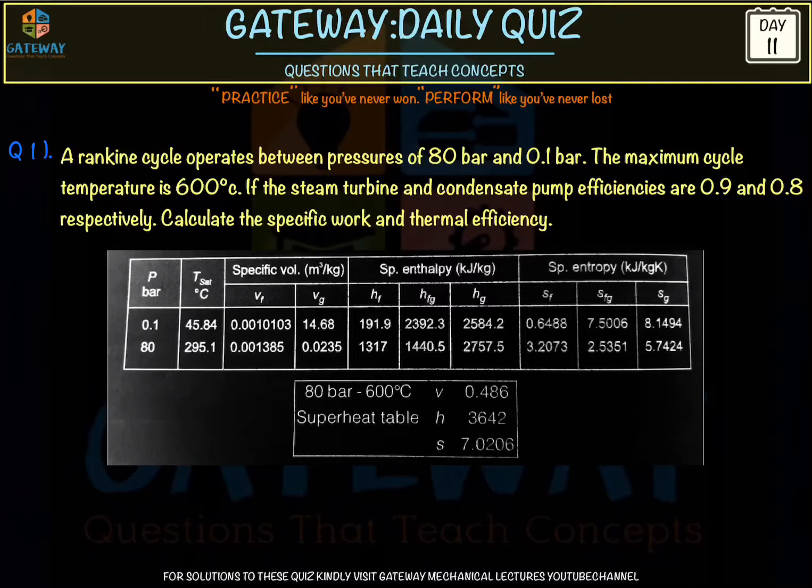We'll be taking some few basic questions from the power plant engineering, and this year for GATE 2021, steam turbines and gas turbines are also added to our syllabus. So we are also dealing with questions from steam turbine and gas turbine. So here is our first question on Rankine cycle.